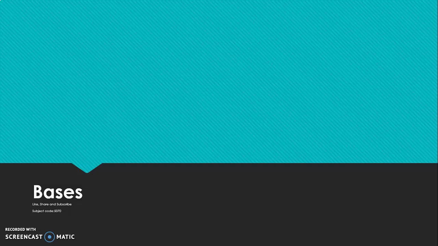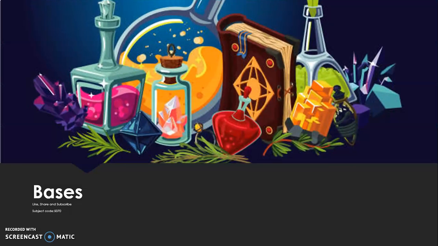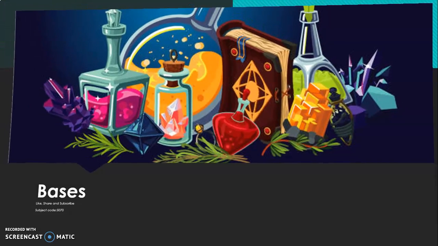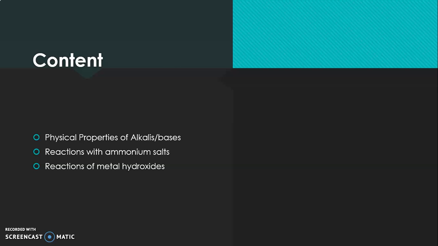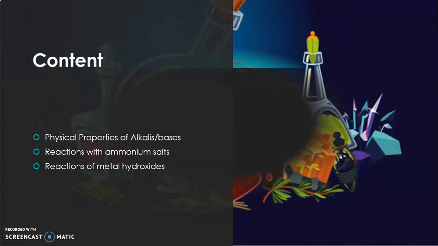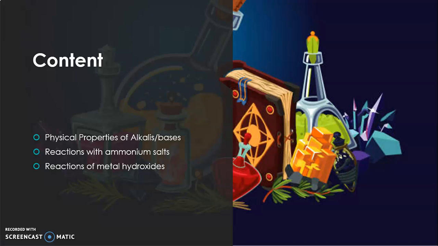The subject code is 5070. Talking about bases, first let's move on to the content points. The content is the physical properties of alkalis and bases, reactions with ammonium salts, and reactions of metal hydroxides. Those are the topics we are going to learn about in this video.